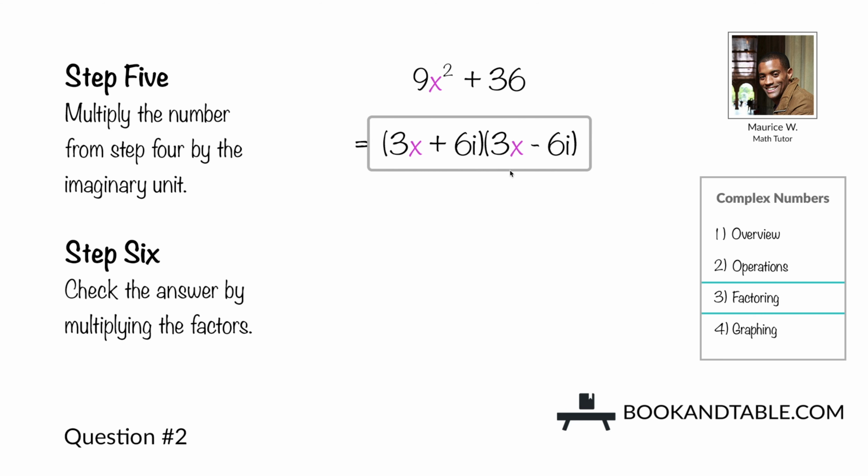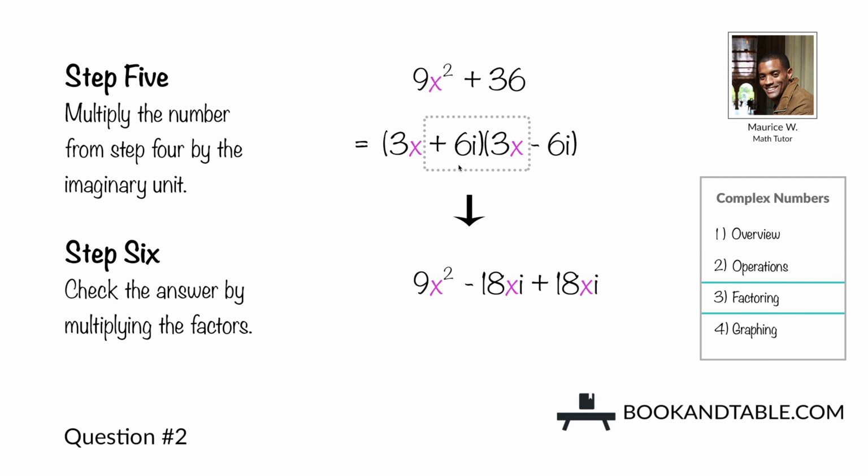In step 6, we can check the answer by multiplying the factors. The final polynomial must match the original polynomial, giving us 3x times 3x, which is 9x squared. 3x times negative 6i is negative 18xi. 6i times 3x is positive 18xi, which negates negative 18xi. 6i times negative 6i is negative 36i squared. i squared is equivalent to negative 1. And negative 36 times negative 1 is equal to positive 36. So since the final polynomial matches the original polynomial, that confirms that 9x squared plus 36 can be factored into 3x plus 6i times 3x minus 6i.